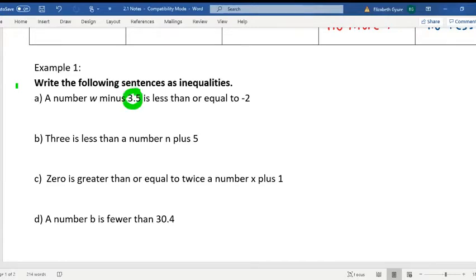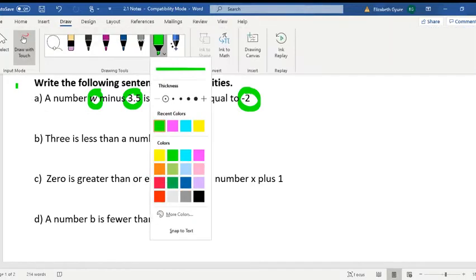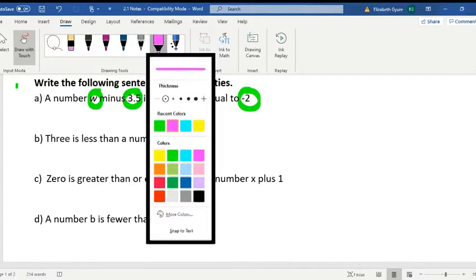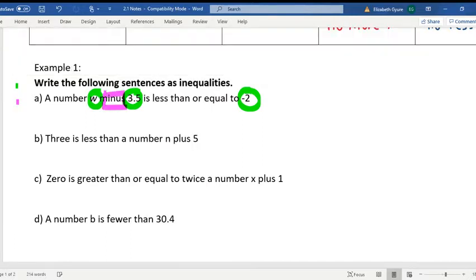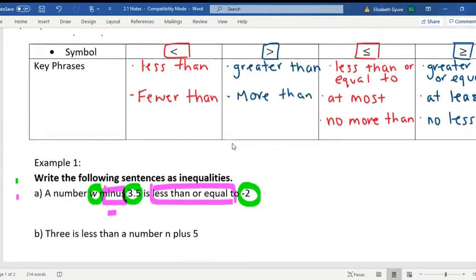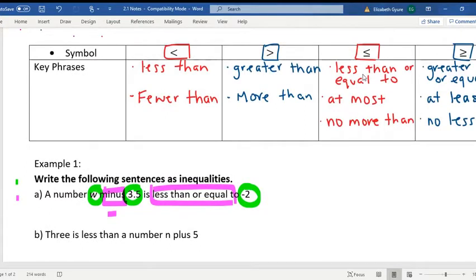3.5 and -2. What else is a number, but it might be a variable? W, yeah, W is another one. Good. Now we need to find our important math action words. Minus. Minus means subtract, right? What else? Yeah, that's a new one. Is less than or equal to. And if you look up above, is less than or equal to means we need to use this symbol, right?